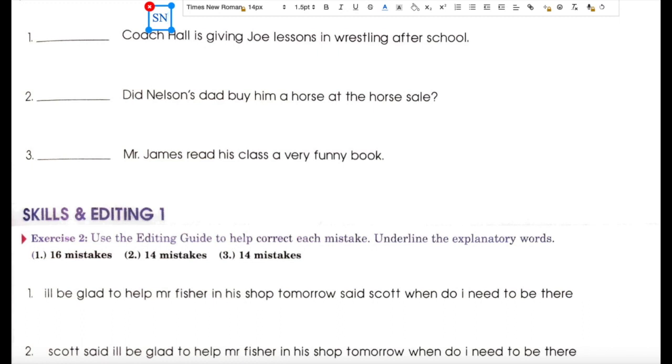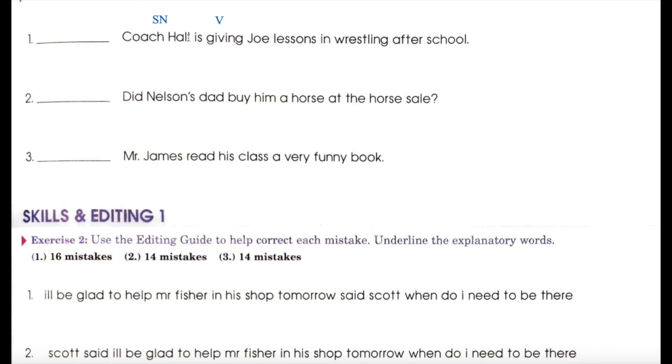What is being said about Coach Hall? What did he do? Giving. We have another verb here though. We have is right before giving. So that means is must be a helping verb.